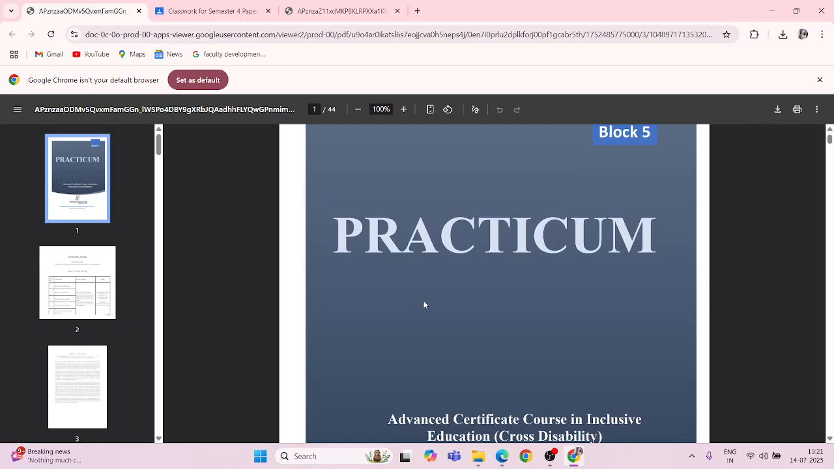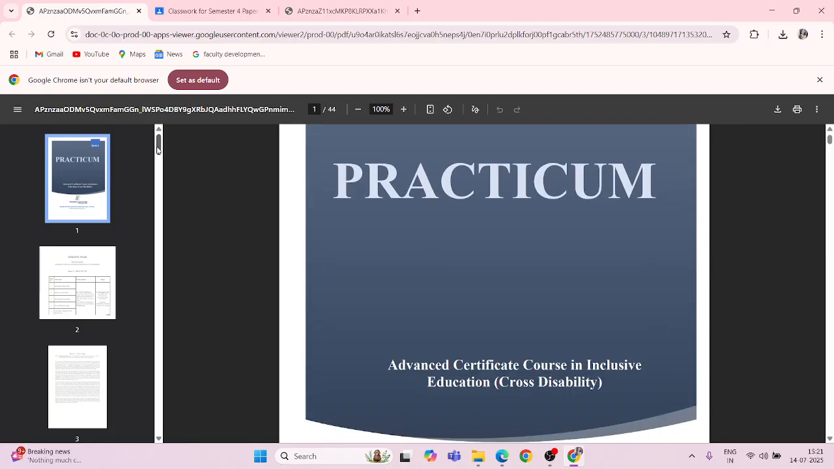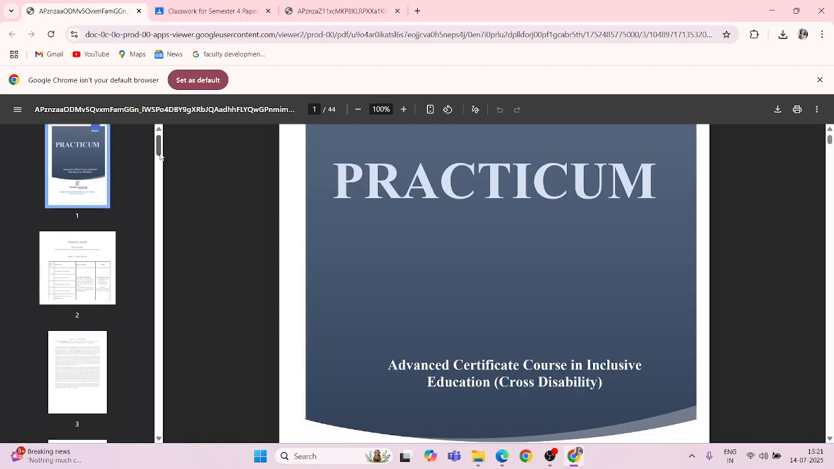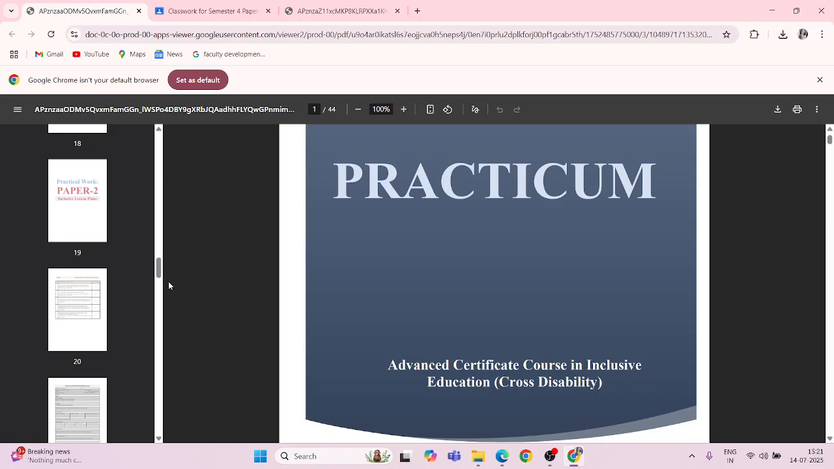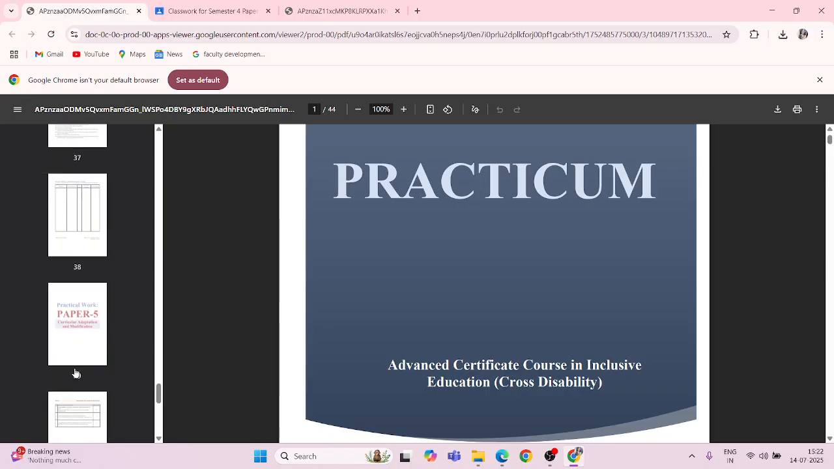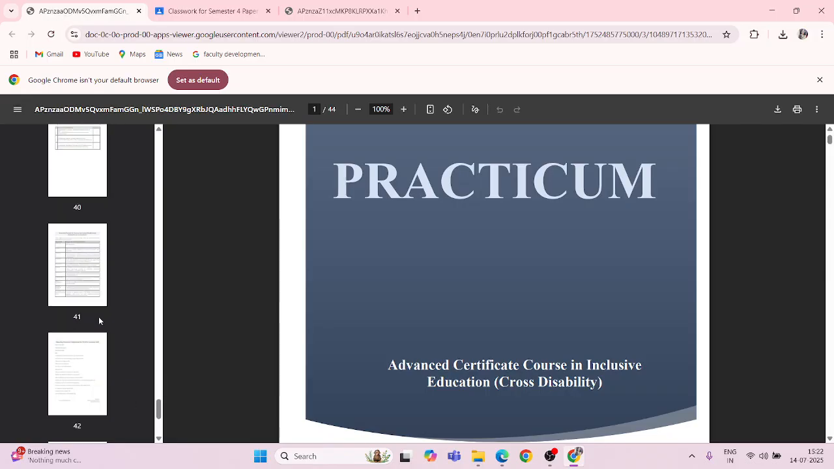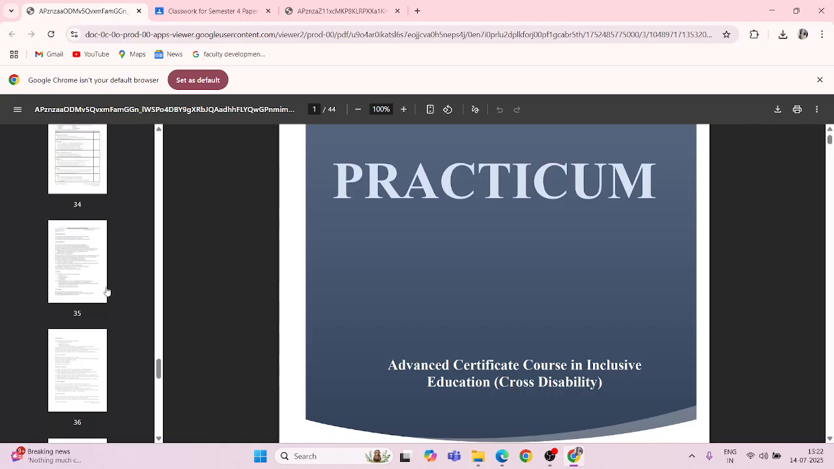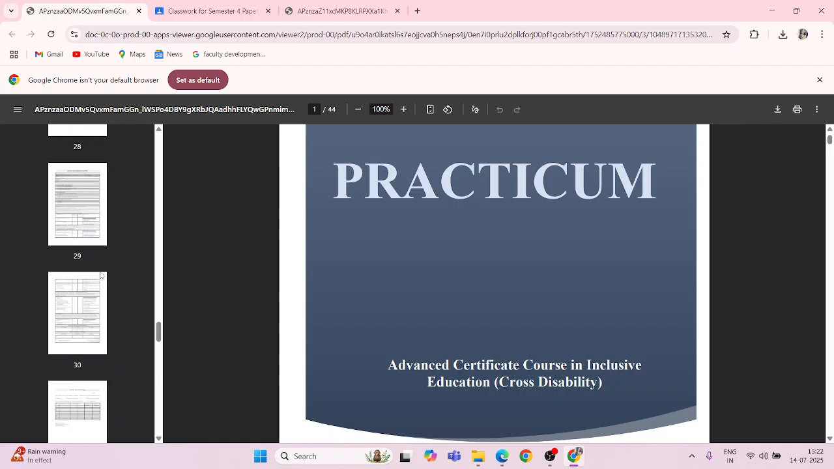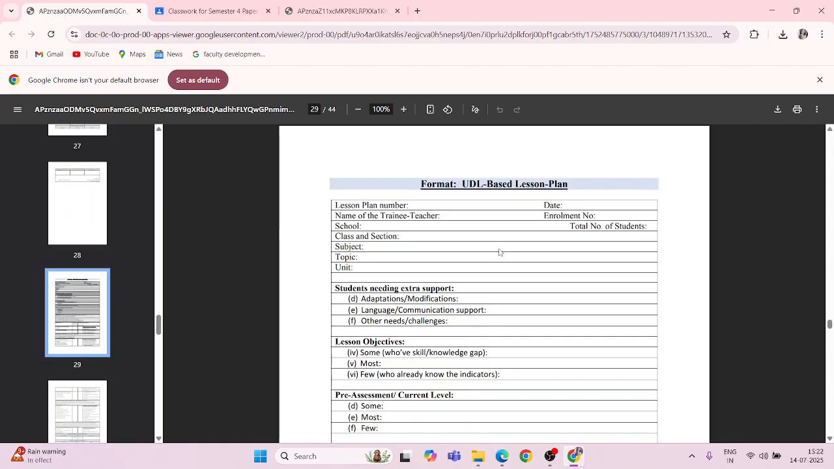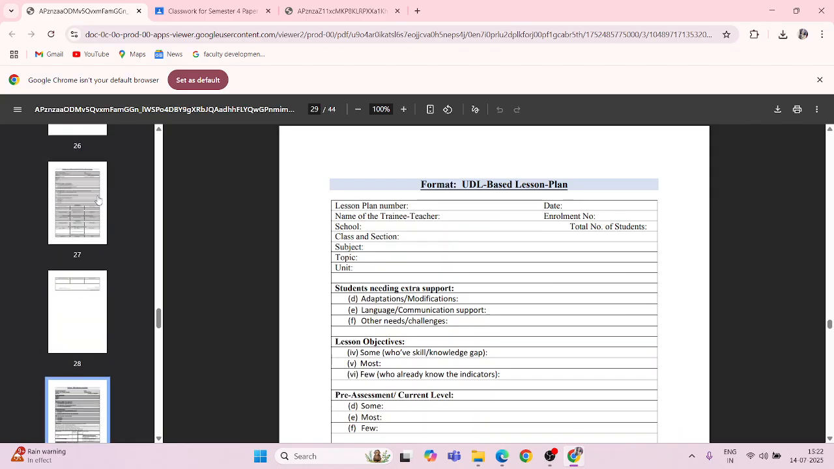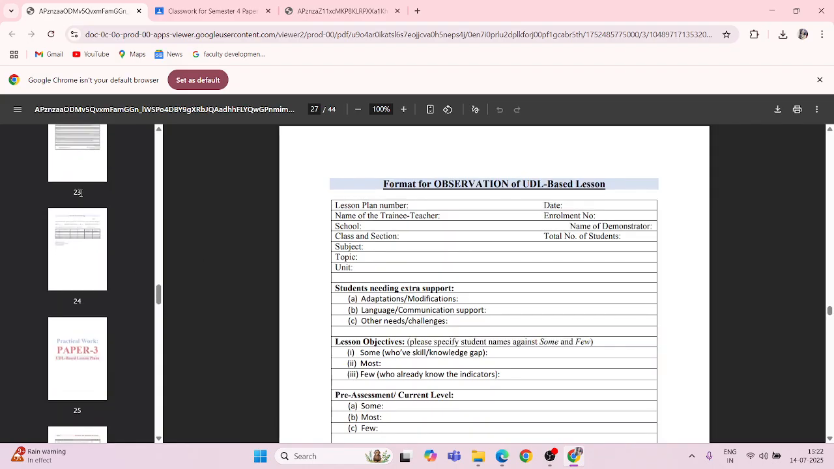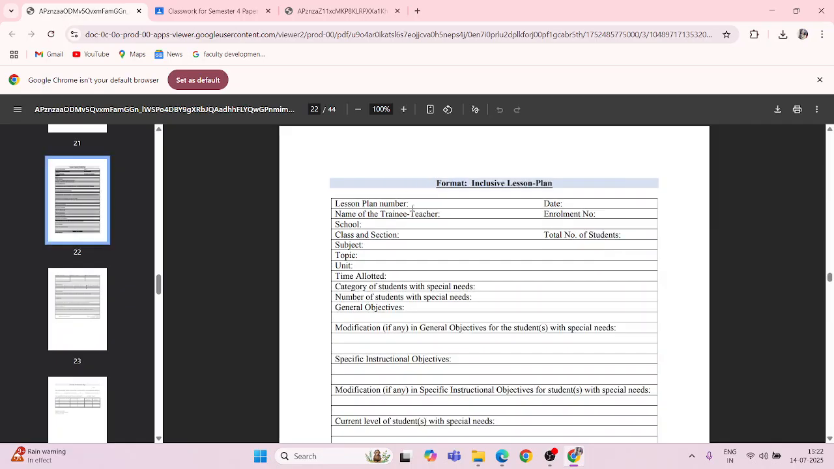This block 5 book has your inclusive learning design pattern. It also has the lesson plan pattern for UDL, that is Universal Design for Learning. But that's a little bit more complicated, so I preferred to use the inclusive lesson plan, which we are supposed to use. This is the UDL based lesson plan, which is also there in that book. But we are going to take up this inclusive lesson plan. This is the format, and I'm going to explain it with examples today. Okay. All right.